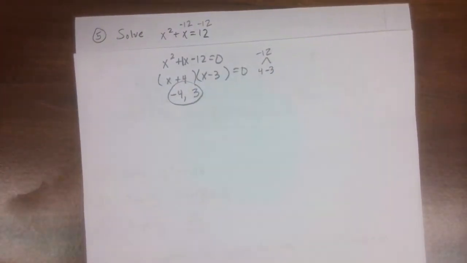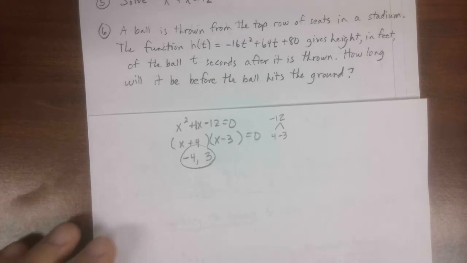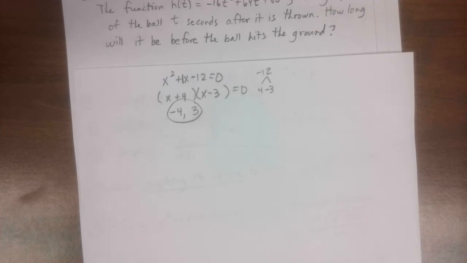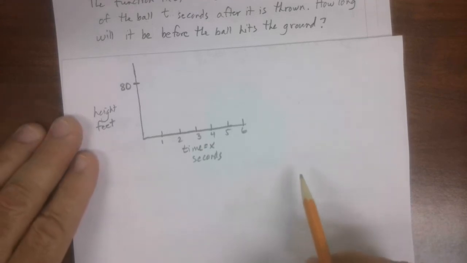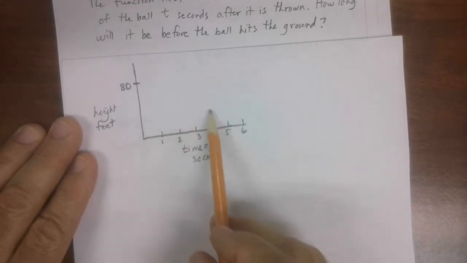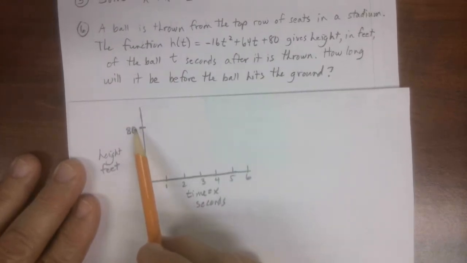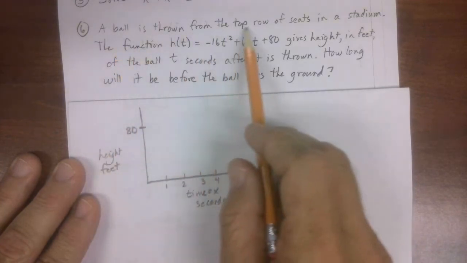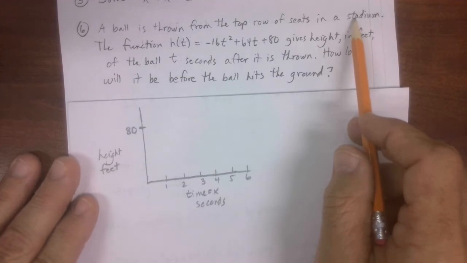Okay? Now this one is kind of a review of the previous problem. Let me pause this a second. Okay, so this one doesn't have a graph for us, so they kind of expect us to get a mental picture of what's going on. And I've started with this drawing. Now, the question is, where'd this 80 come from? Well, remember, if we read the problem, a ball is thrown from the top row of seats in a stadium. The top row, that's way up there.